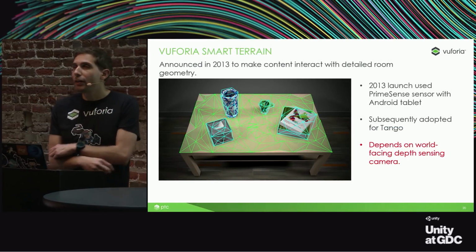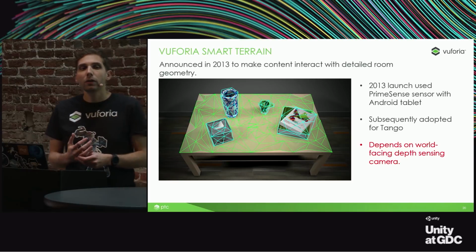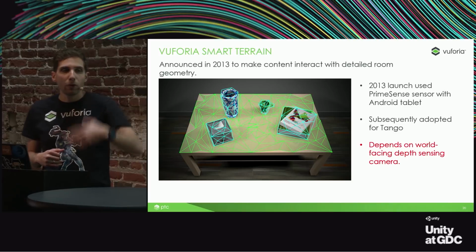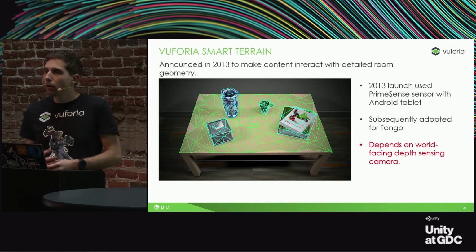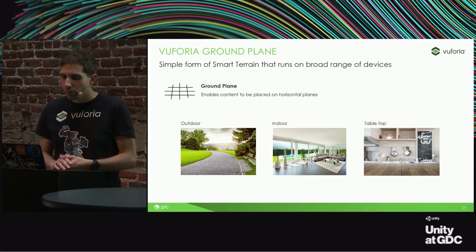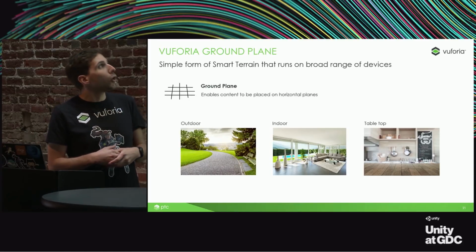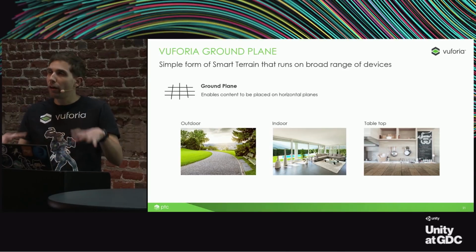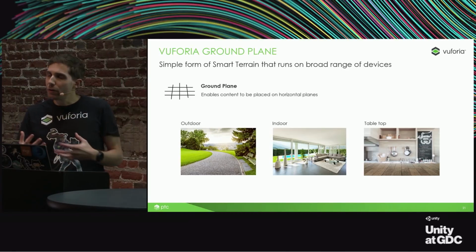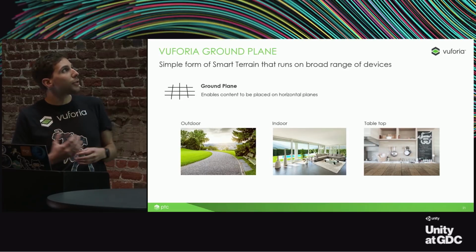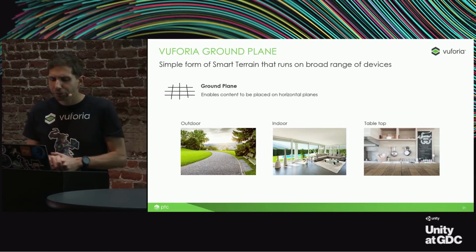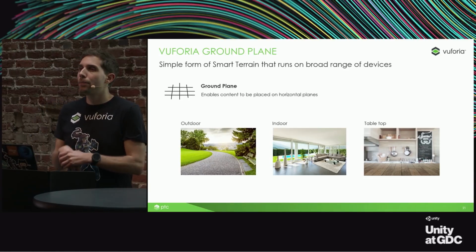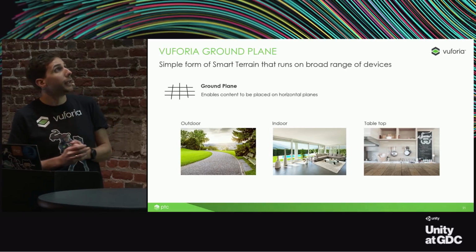Ultimately, what we really want is a better understanding of the world without any extra hardware, right? We want to use the phones that are in our pockets, understand the world, and augment the world. Vuforia has a technology now called ground plane that allows you to do just that. It allows you to detect environments, surfaces, outdoors, indoors, tabletop experiences. And this is largely based around what Apple and Google have been doing, both with ARCore and ARKit.